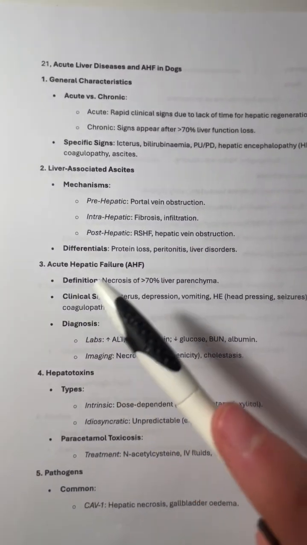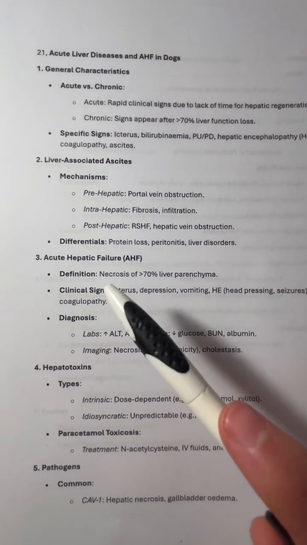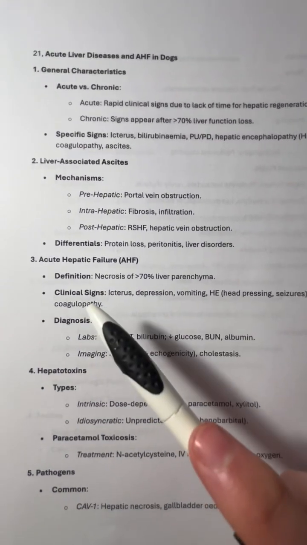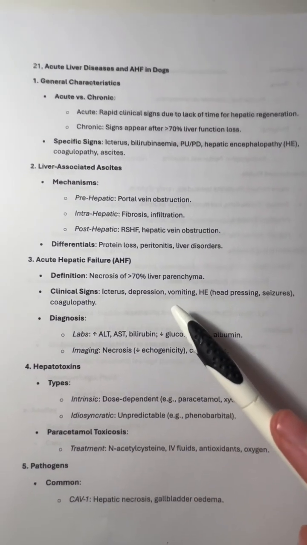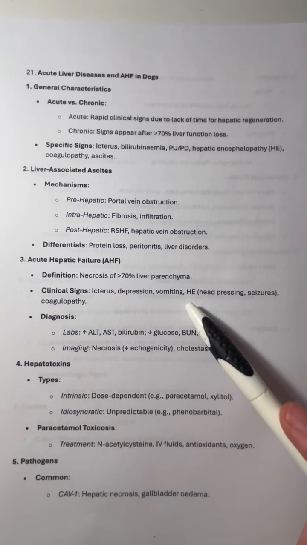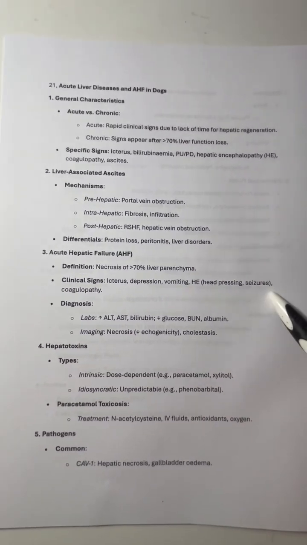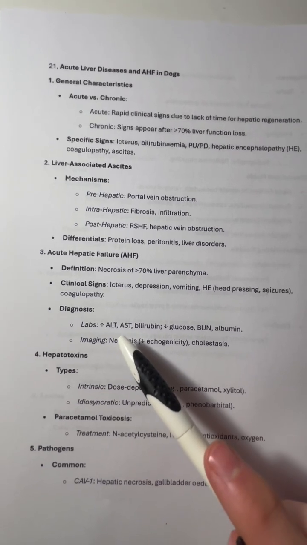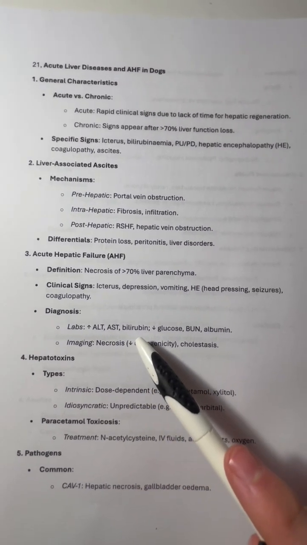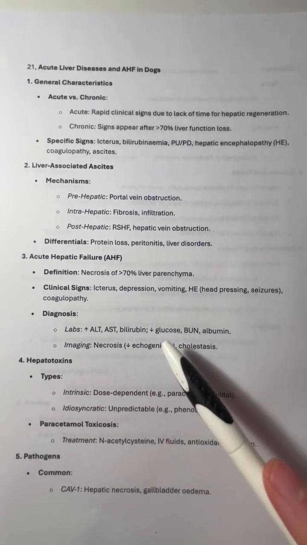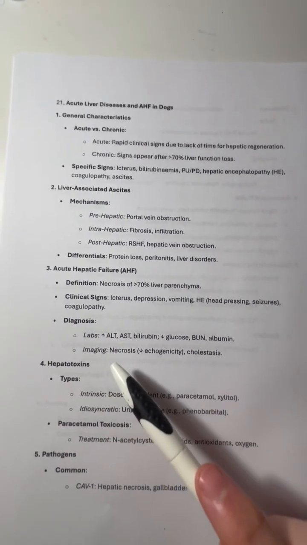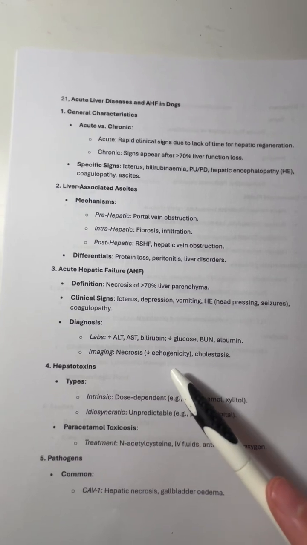In the case of acute hepatic failure, the definition is when necrosis of over 70% of the liver parenchyma occurs. The clinical signs are icterus, depression, vomiting, and hepatic encephalopathy, in which you will see head pressing and seizures. In the diagnosis and the lab tests, we can see increased ALT, increased AST, and increased bilirubin. We will also see decreased glucose, decreased BUN, and decreased albumin. In the imaging, you'll see necrosis, which is seen as decreased echogenicity.